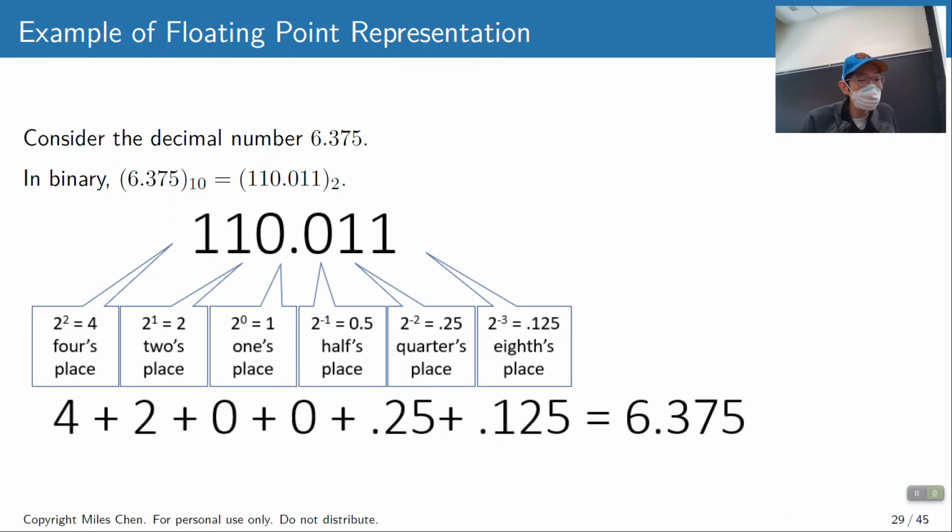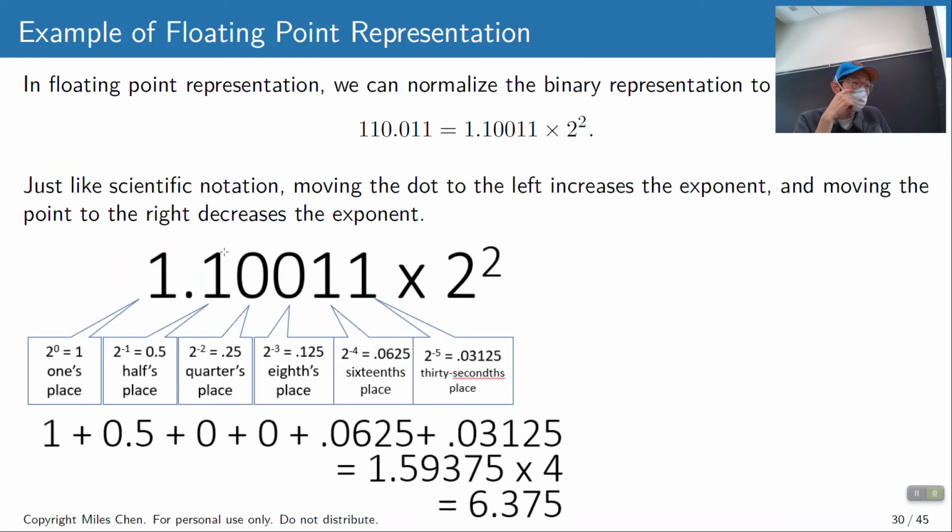If we wanted to represent this exact same number, 6.375, in binary scientific notation, what would that look like? In binary scientific notation, we would have one bit in front of the binary point. So I would have to roll the binary point over 2 spots. If I roll it over 2 spots, I've affected it by a factor of 2 to the 2, a factor of 4. To get it back, I have to multiply by a factor of 4.